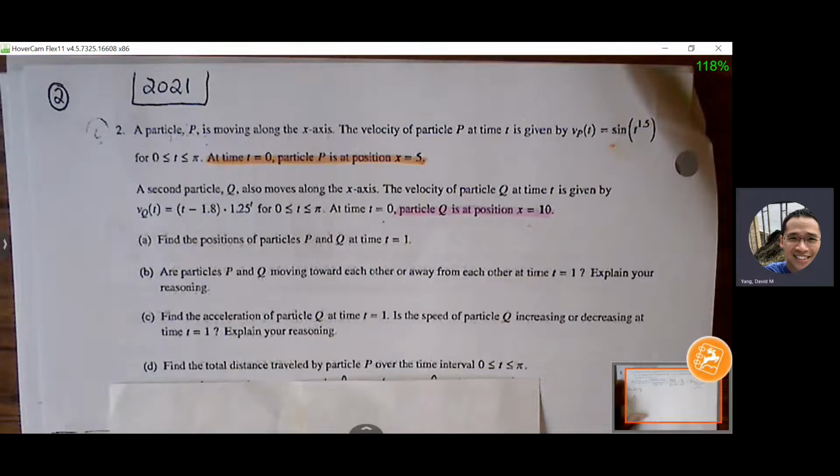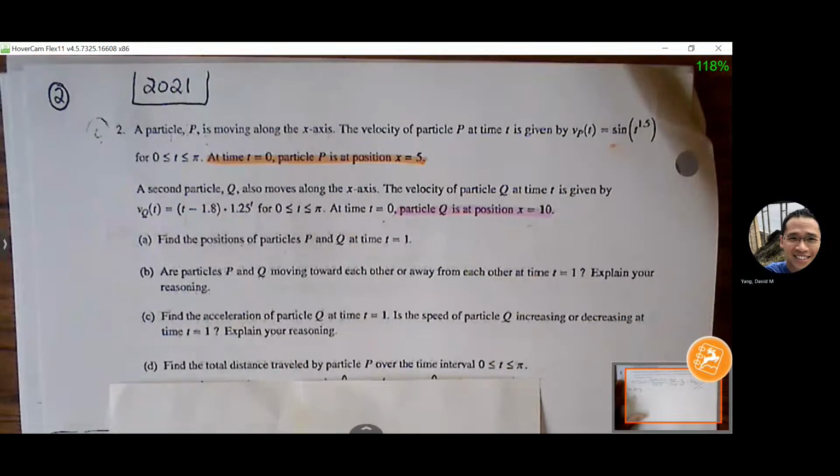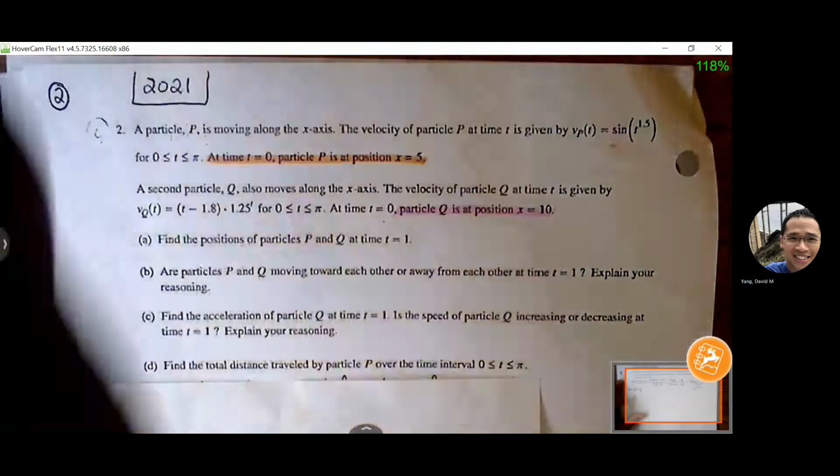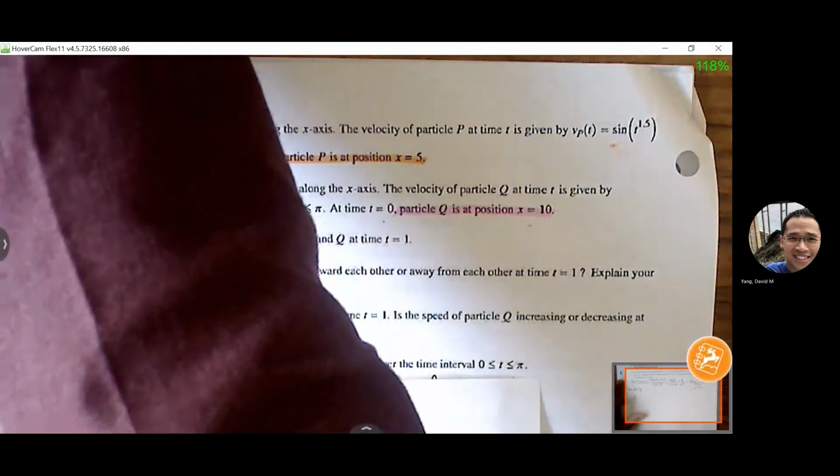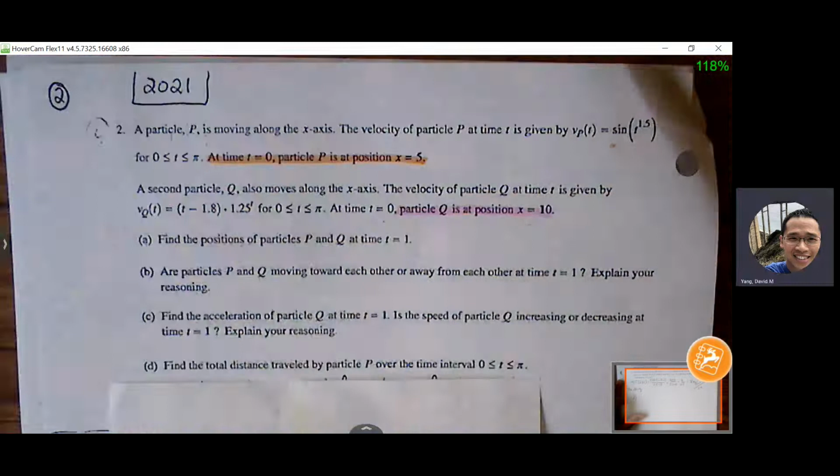Okay, let's look at number 2. Any questions so far? Okay, here's number 2. Let's read through this together. Again, number 2 is also calculator.